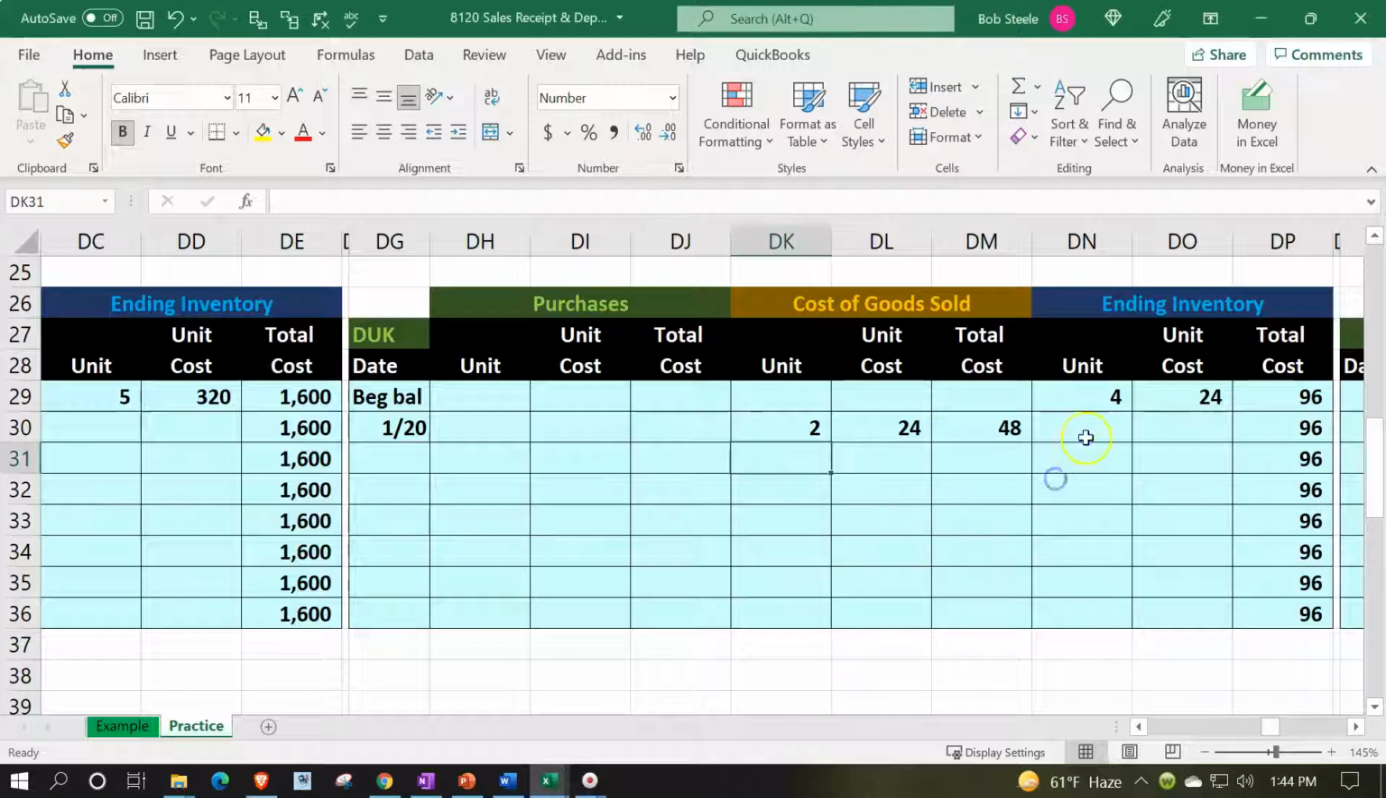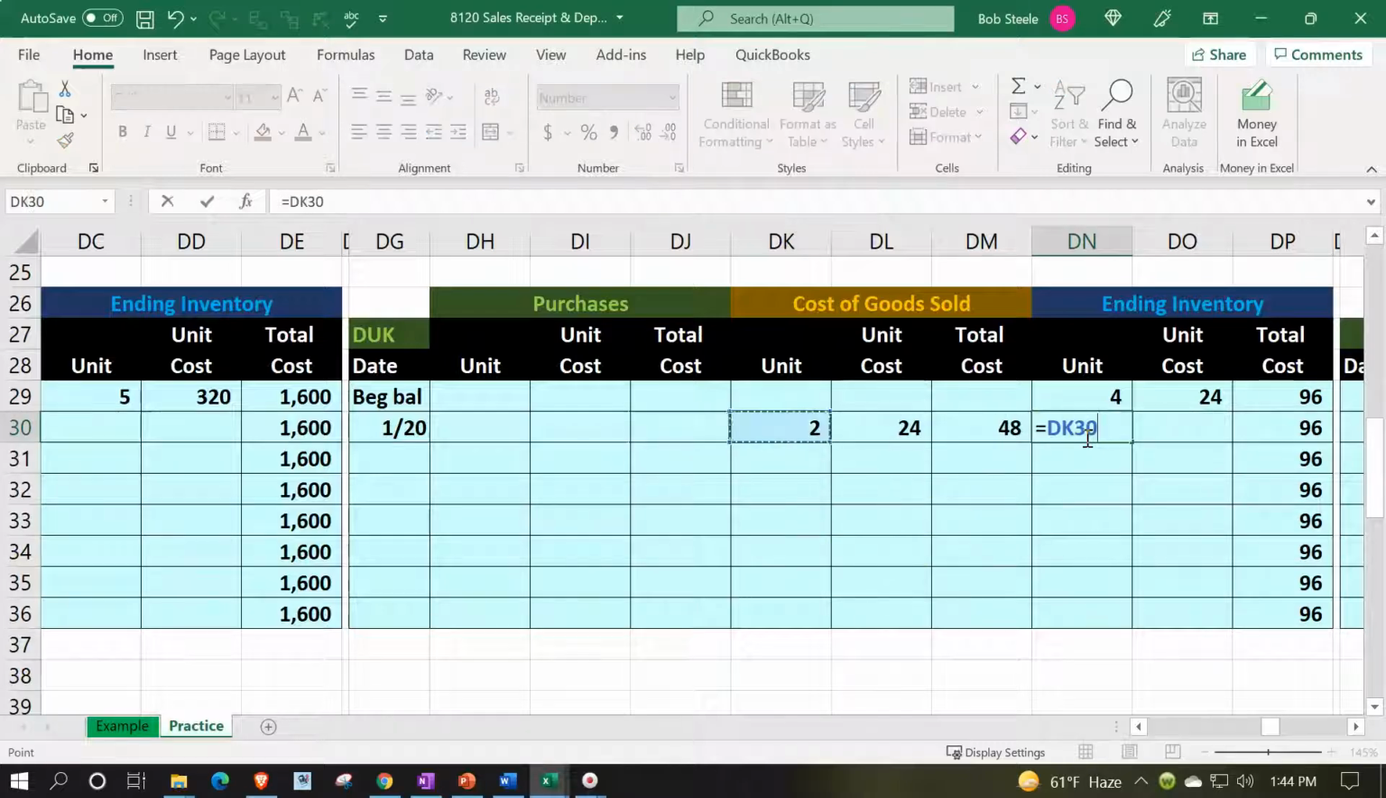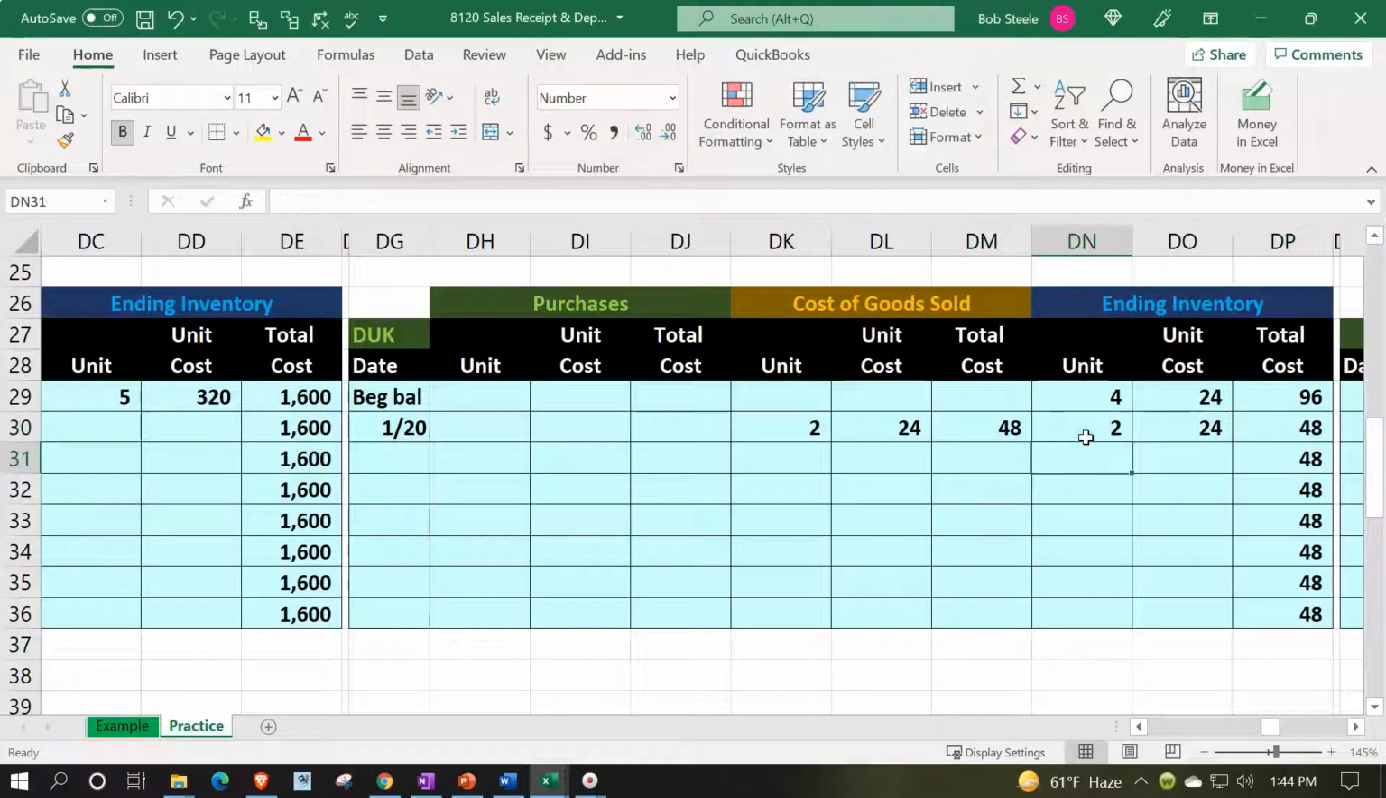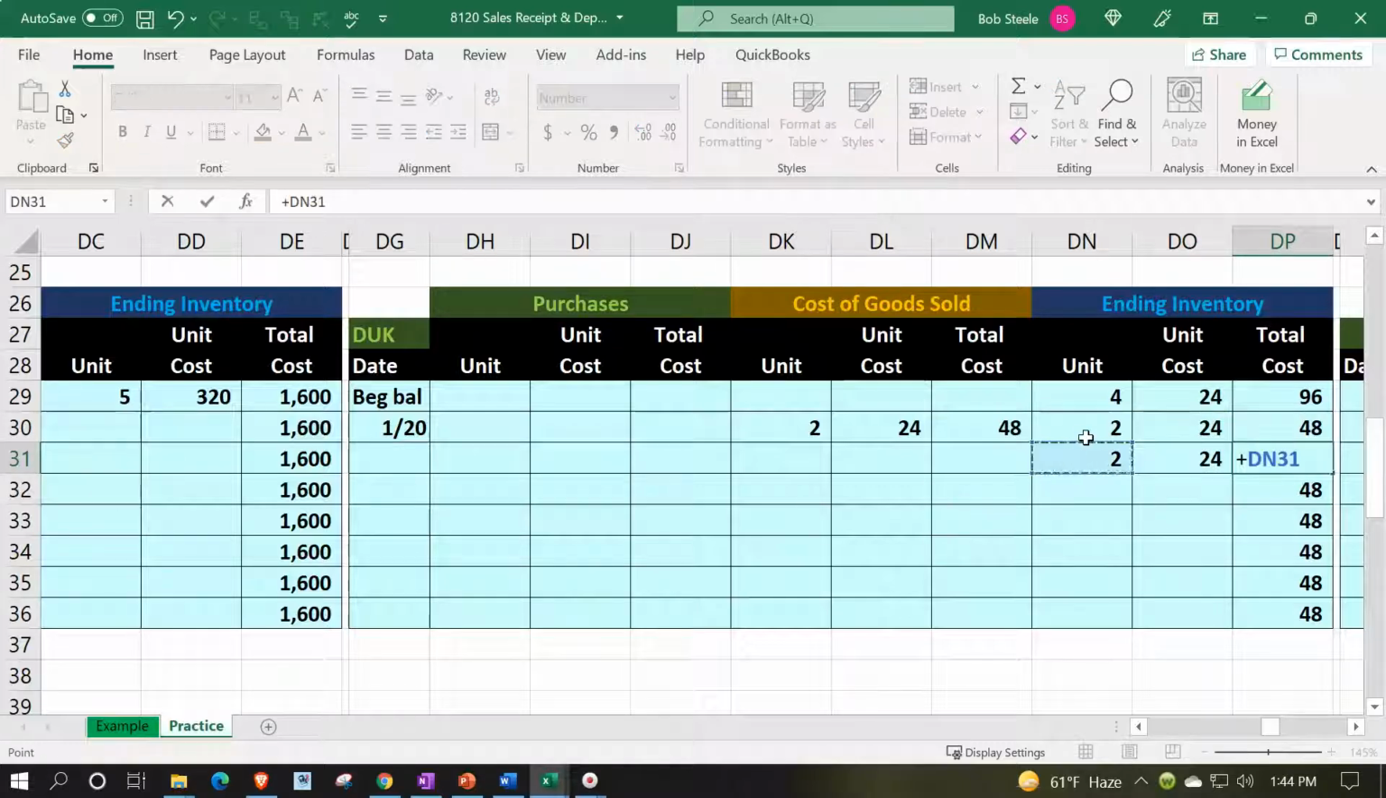And let's bring that into the ending inventory. 2 times 24 gives us 48. We had 4 of those ukuleles. Minus 2 gives us 2 left over. They cost $24. 2 times 24 gives us 48 left over.